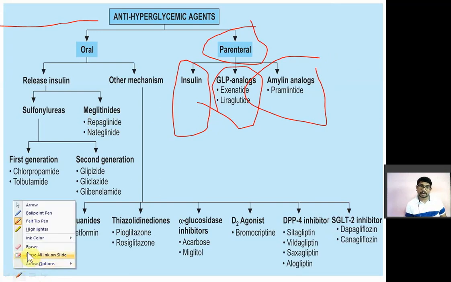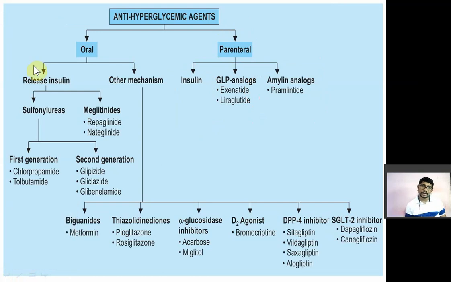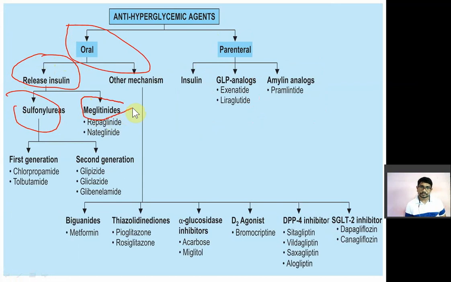Now what are the orally used drugs? The oral hypoglycemic drugs. In that also you have two subtypes. Those drugs which release insulin, that increase insulin release. In that you have sulfonylureas and meglitinides. Sulfonylureas and meglitinides.